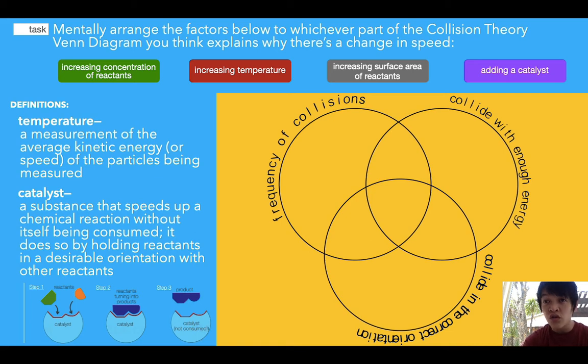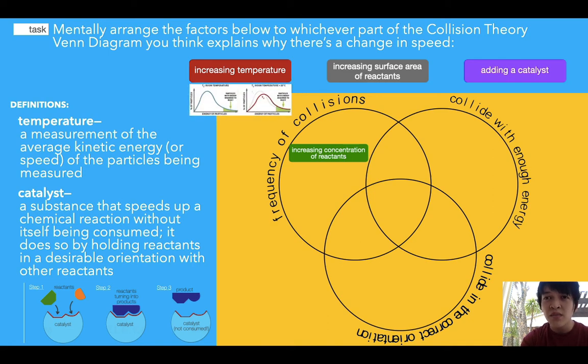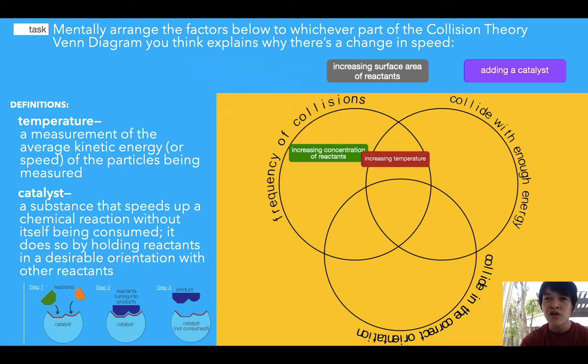The first factor is increasing concentration of reactants. By doing this, there's going to be more reactant molecules in the system. That means there will be more chance for collisions since it will be more crowded. Therefore, it goes here. Next, we have increasing temperature. If you have a higher temperature, then that means the particles have higher average kinetic energy, or speed, by definition. If things are moving around faster, then that means there will be more collisions, and the collisions are going to be higher in energy. Therefore, increasing temperature will fit here in the Venn diagram.